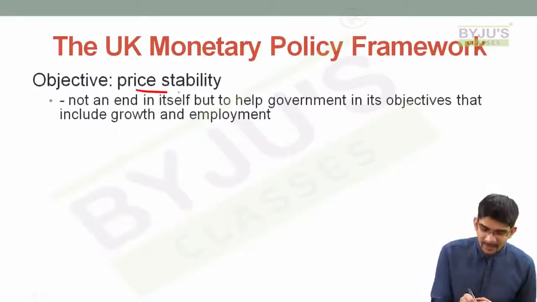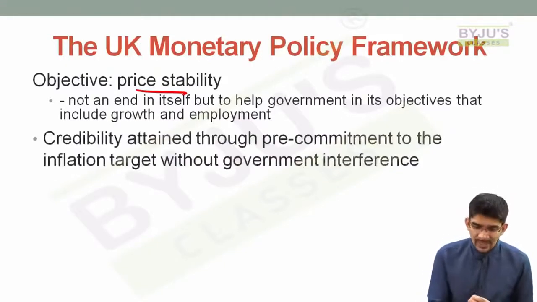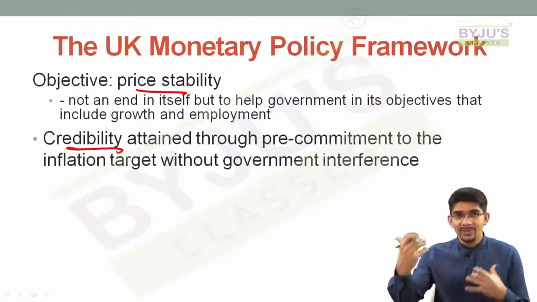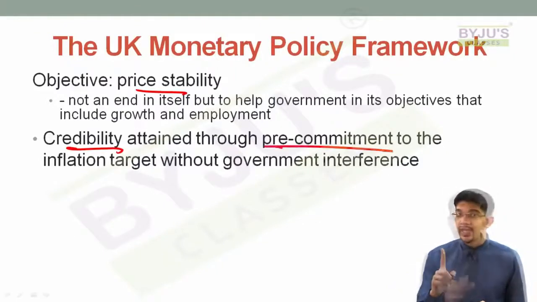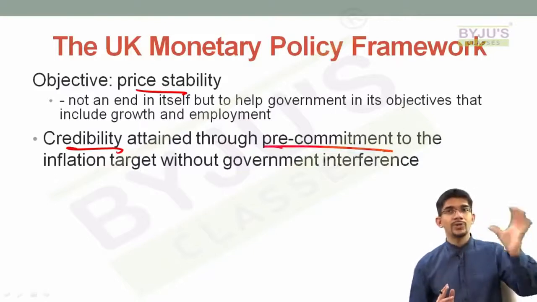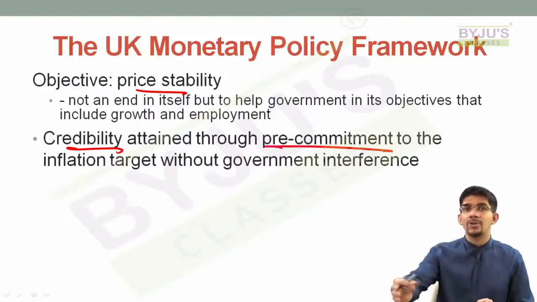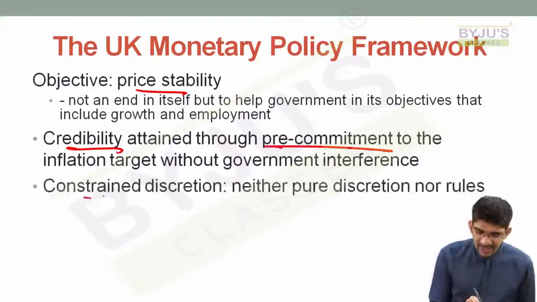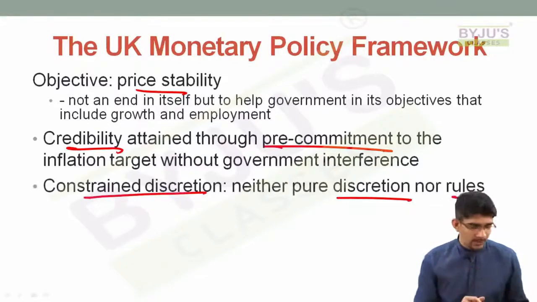Now, the objective is price stability. It's not an end in itself, of course, but this is the prime target given to them. Now, credibility is attained in the market. Market credibility is primarily for the market. The market has to believe that the RBI, the central bank, can act. It's attained because pre-commitment is there. The government and the RBI are committed to a 2% inflation rate, just like we are going to be committed to a 4% rate. That means the market is going to trust more. Inflationary expectations will be less in the market. And they have a system of constrained discretion. It's not pure discretion, which means not complete independence, but there are rules as well. Constrained discretion is what we are also aiming for right now.